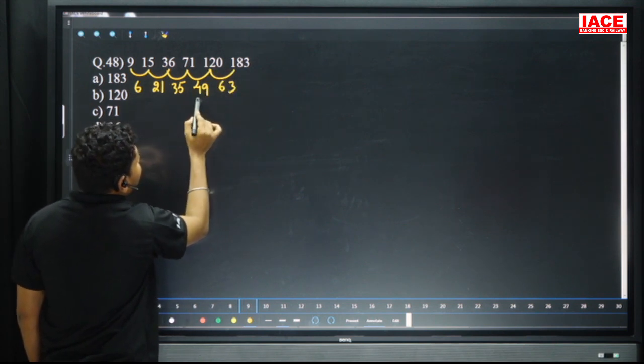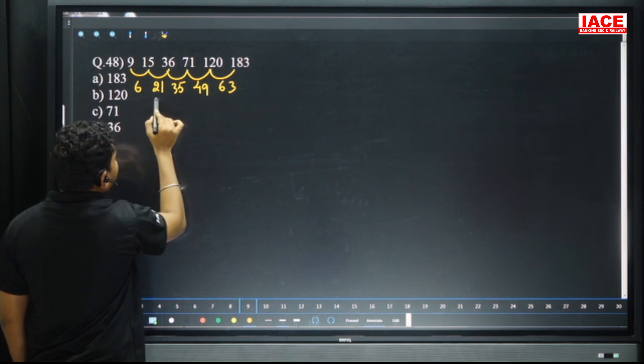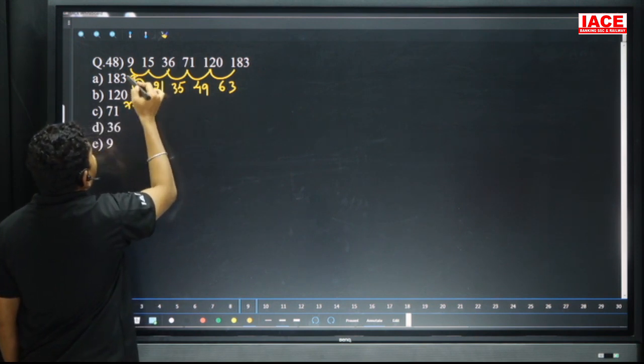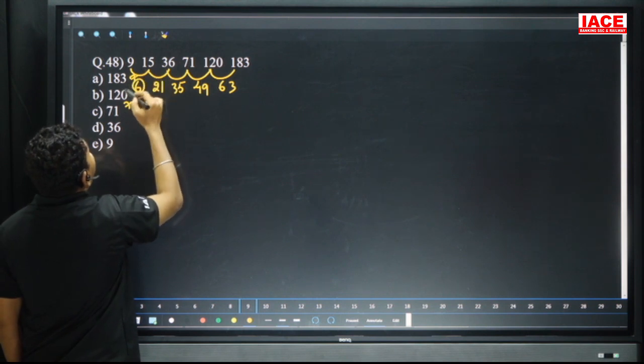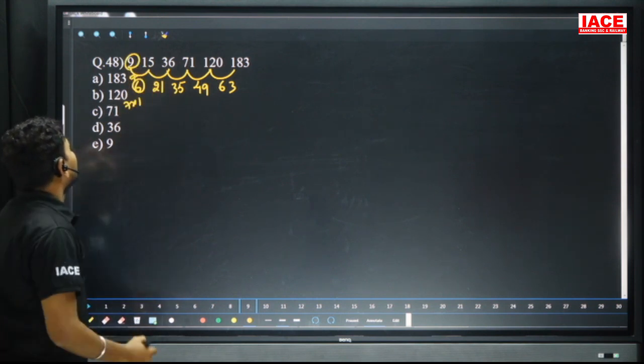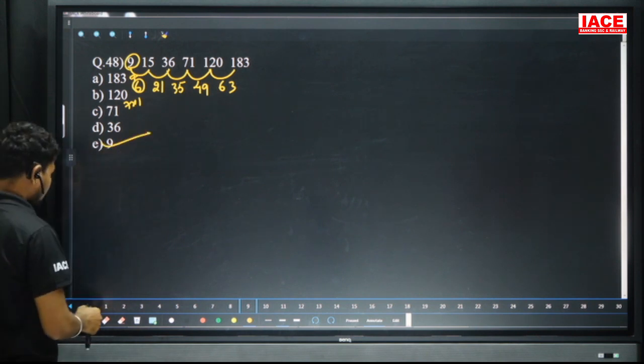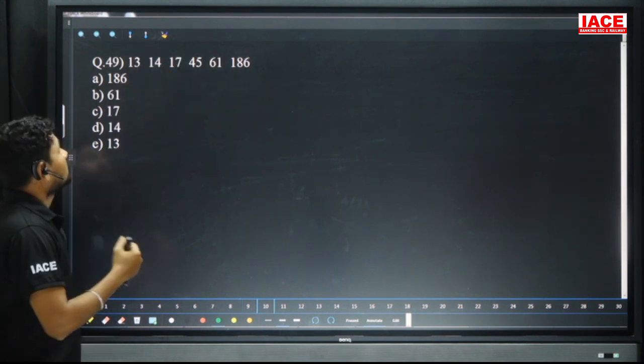Here 79, 77, 75, 73. It should be 7 into 1. Here the 7 is required. 50 plus 7, which is equal to 22. It is not. Here the 9. Our wrong number is what? It is 9.